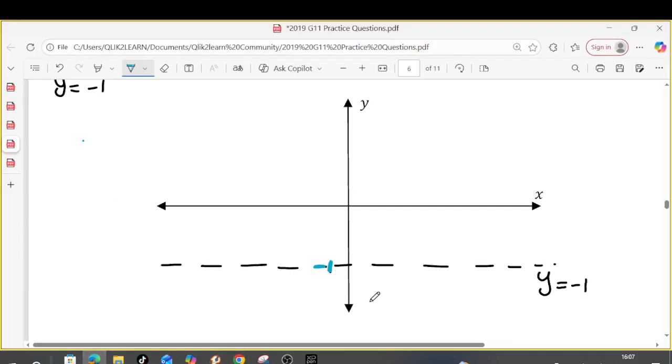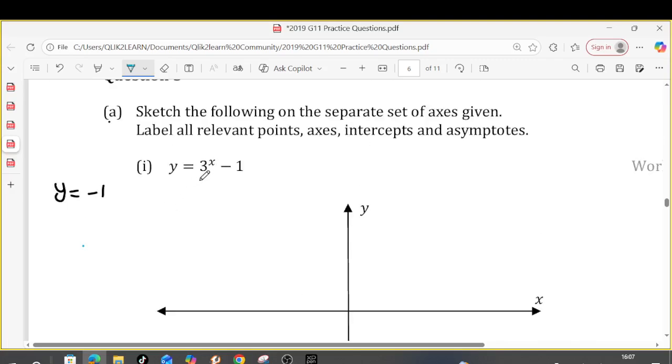Okay, so now let's go back to this. We are given 3 to the x minus 1. Let us look for the y and x intercepts. Let's start with the y-intercept. We find it if x is 0, meaning that where there's x, we put 0. This will be 3 to the power 0 minus 1. Therefore, what is y? 3 to the 0 is 1. 1 minus 1 is 0. So the y-intercept is 0 and 0. So it cuts at 0 and 0.